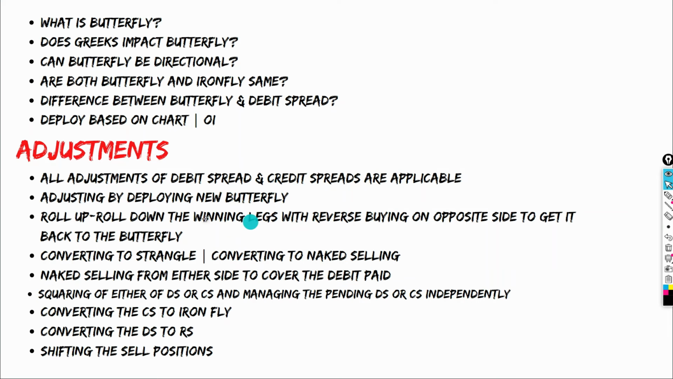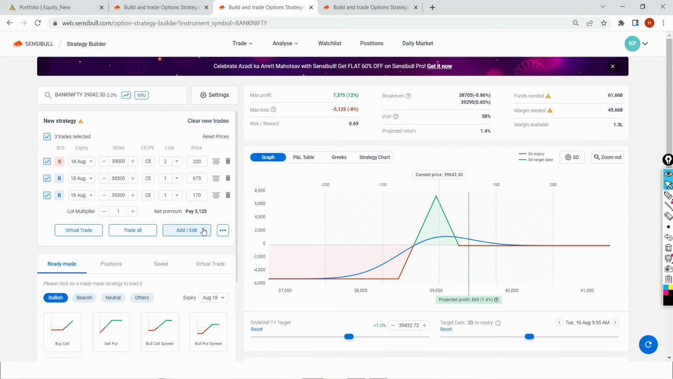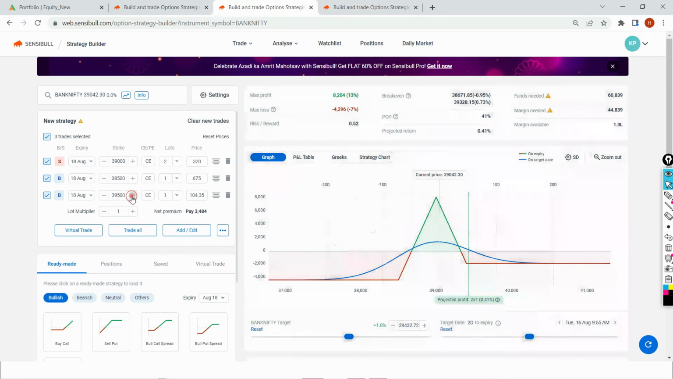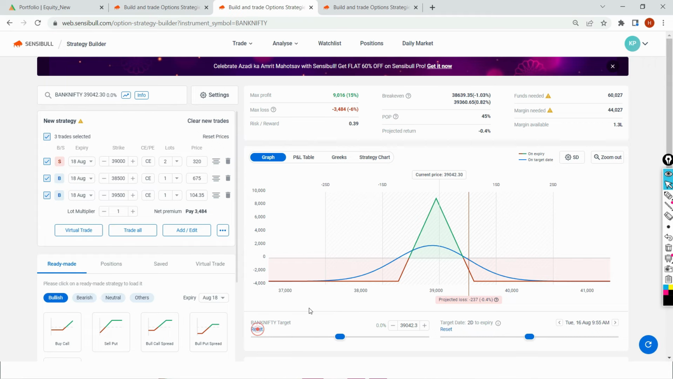Let me take you back to what we discussed about rolling up and rolling down the winning leg. Simple, friends. Let's say I'll reset this, and your market stands here. What did I say? A butterfly is a combination of a debit spread and a credit spread. When the market stands here, you have your debit spread and you have your credit spread. Definitely your debit spread will be giving you profit. So what you have to do is roll up your winning leg.